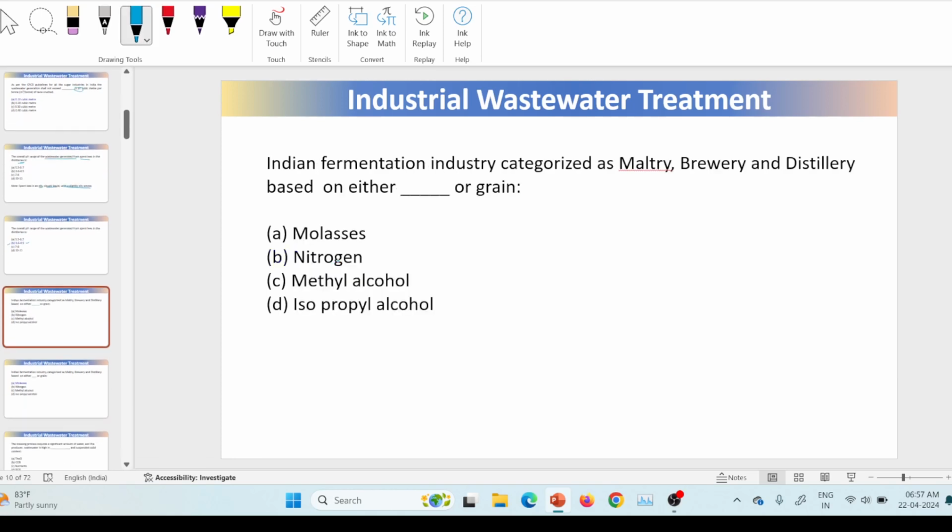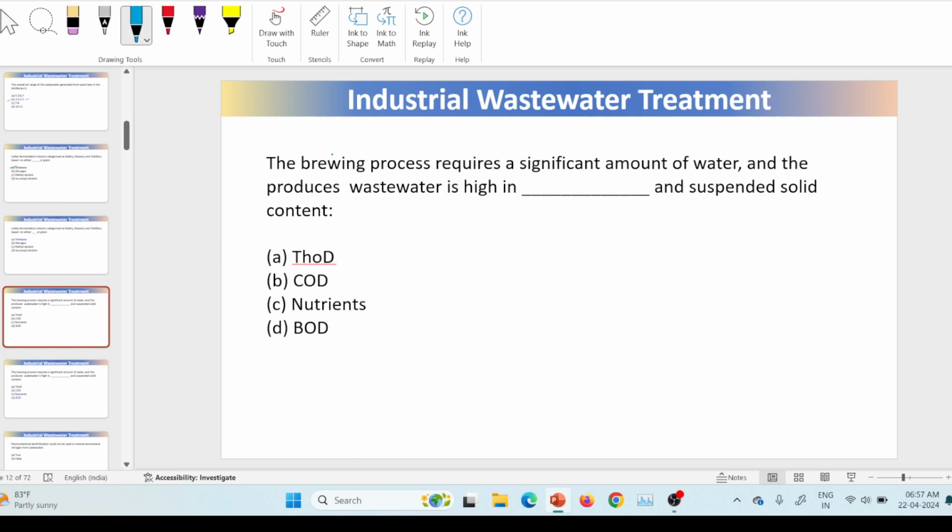The Indian fermentation industry is categorized as maltery, brewery, and distillery, based on either molasses or grain. The brewing process requires a significant amount of water and produces wastewater which is high in BOD. The brewing industry produces wastewater which is high in BOD and suspended solids.